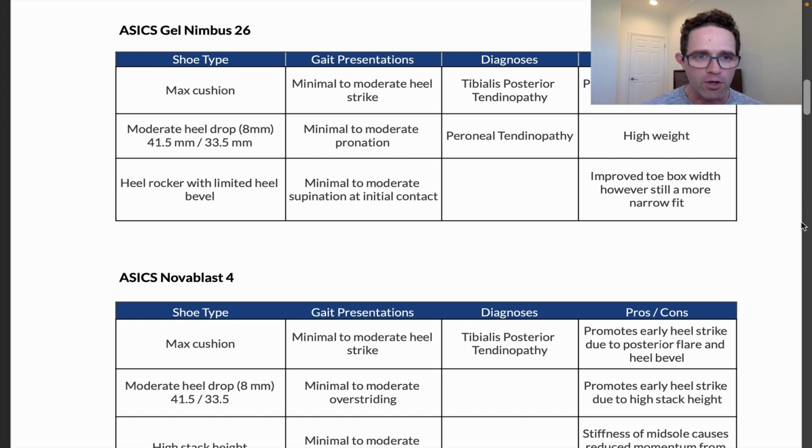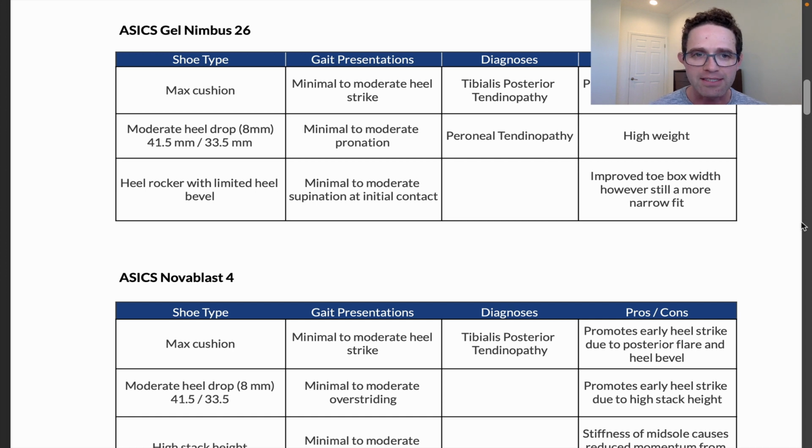Their rear foot is going to be 41.5 and the forefoot 33.5. And they're going to have a heel rocker with a limited heel bevel. That heel bevel is basically the little taper, that little bit of angle at the very heel of the shoe. And you'll notice that some of these shoes have a bevel, meaning a little bit of an angle at the very back aspect of the heel.